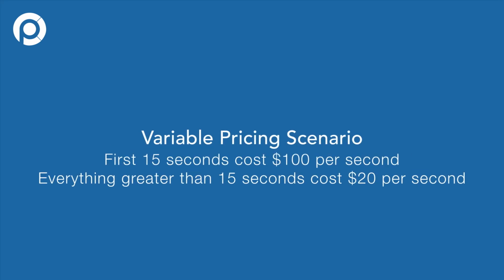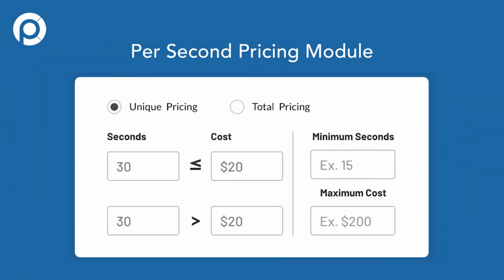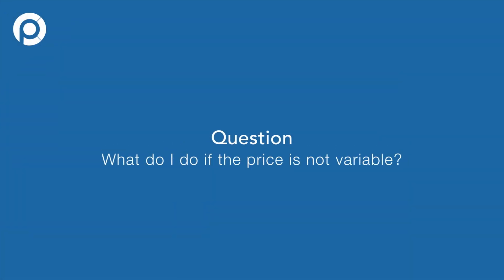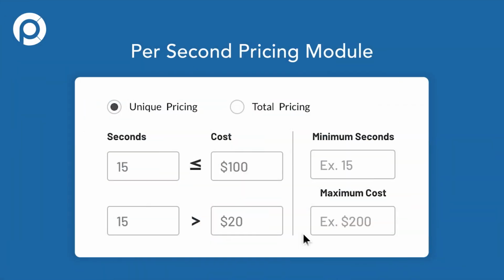For example, let's say this acquired footage is being priced at $100 per second for the first 15 seconds, but then switches to $20 per second after that. In that case, we would set our seconds input to 15 seconds. Then we would set the less than or equal to cost input to $100 and the greater than cost to $20. But what if you don't have a variable price? Say it's just $20 per second. In that case, you would put $20 in both the cost input fields and any number in the seconds inputs.